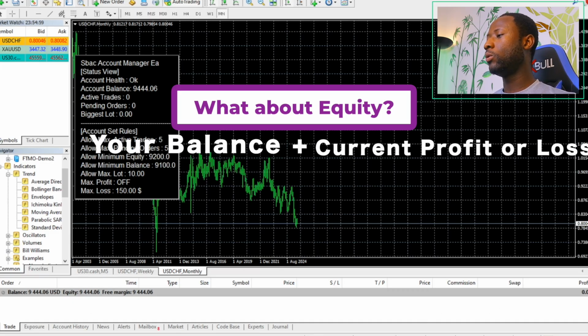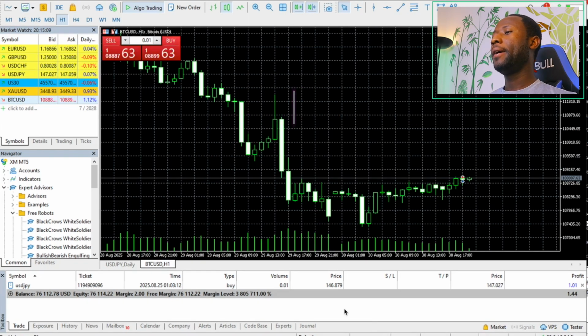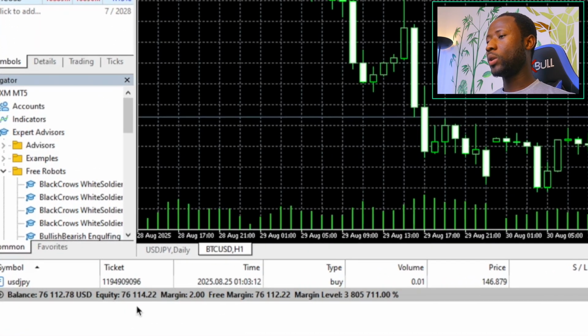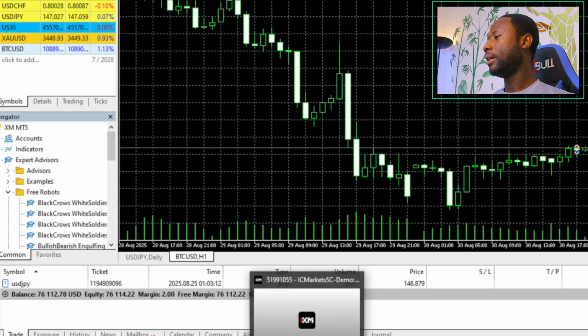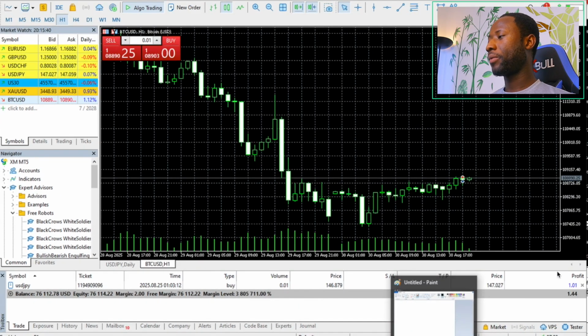which normally you see here. Now, let's go on this chart, because in this case, we need a trade to understand the differences. As you can see, the balance is at 112.76 and the equity is at 114. And see where we get it from: from the profit and loss.